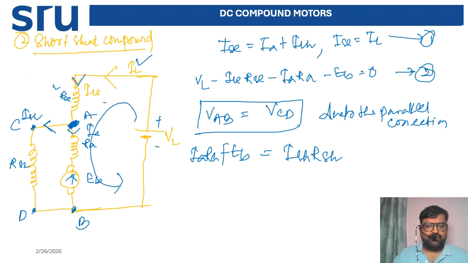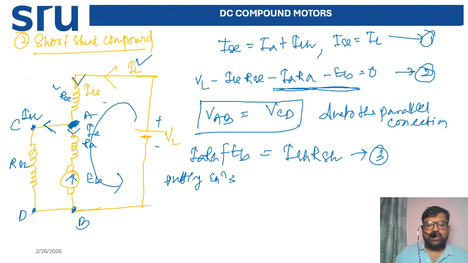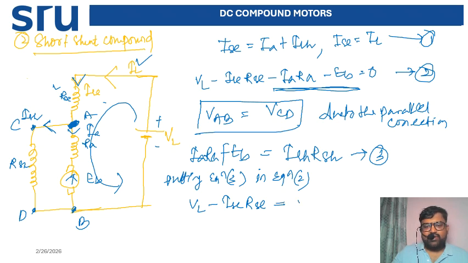And here you just see there is a term in equation number 2, minus IA RA minus EB. Then suppose this is equation number 3, if I put it here, what equation will come? Now you can write, putting equation 3 in equation 2, what is the outcome? Can I write here, VL minus ISC into RAC equal to your ISH into RSH, right?